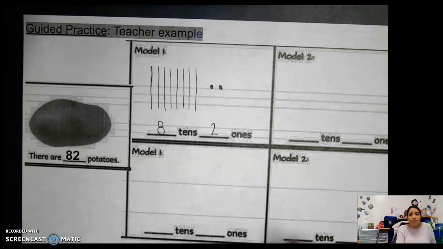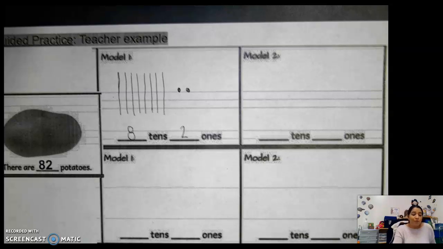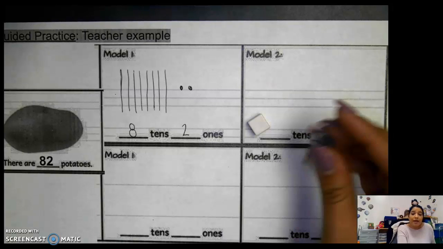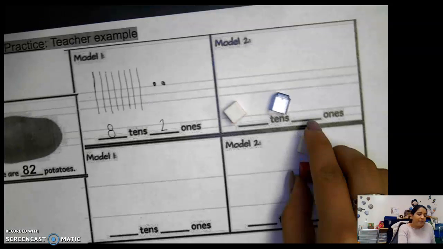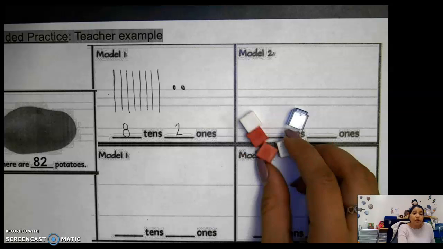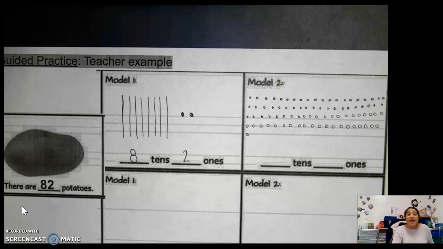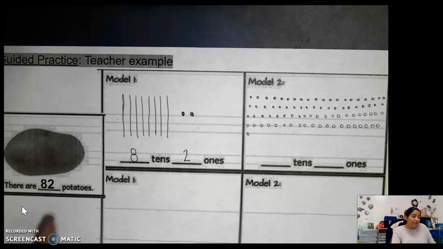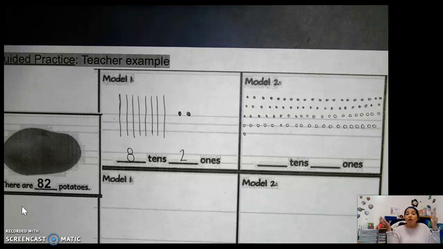Let's think of another way we can represent 82. What's another way we can represent 82 using our ten long blocks and our ones? We can always count 82 ones. That's going to take a long time. I'm going to count 82 ones. That's a lot of ones. I have 82 ones. And does it still give me the number 82? Yes, but it just took a very, very long time to count out all the ones.